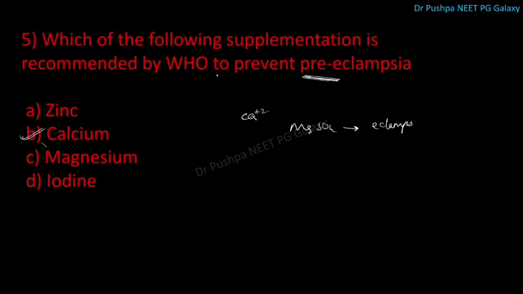The recommendation is to give 1.5 to 2 gram per day in 3 divided doses. The calcium supplements should be given in 3 divided doses per day. The calcium and iron folic acid tablet should not be taken together because calcium reduces the absorption of iron. So we should not take those together.